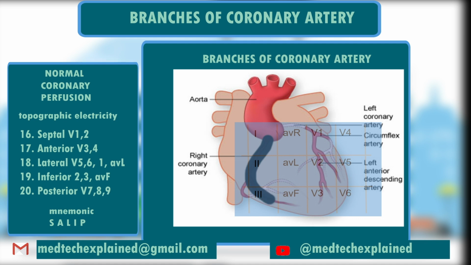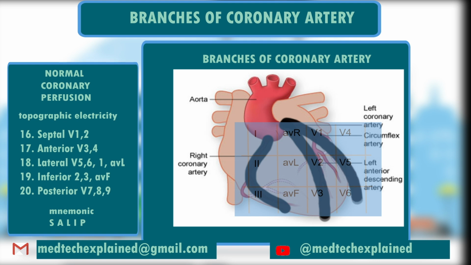The right coronary runs to the right side of the heart, and the left coronary divides into the left anterior descending, known as the LAD, which runs down the middle of the anterior surface of the heart, and the left circumflex artery, which runs around the lateral left side of the heart, right? Let's imagine the ECG paper is the anterior surface of the heart.